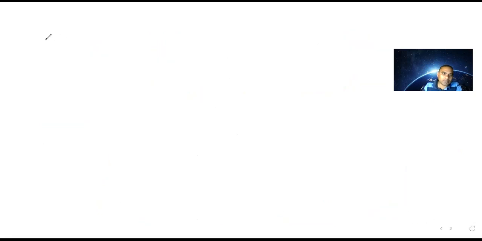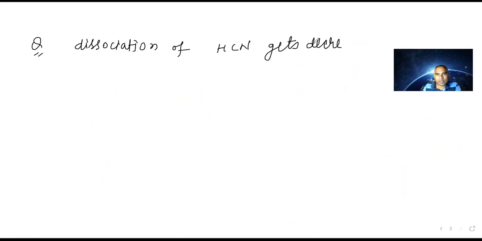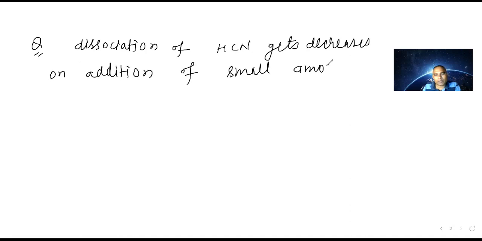One more example is given in your book that I am taking again. See the example in the form of a question. They are saying: dissociation of HCN gets decreased on addition of a small amount of NaCN solid to it. Give reason.